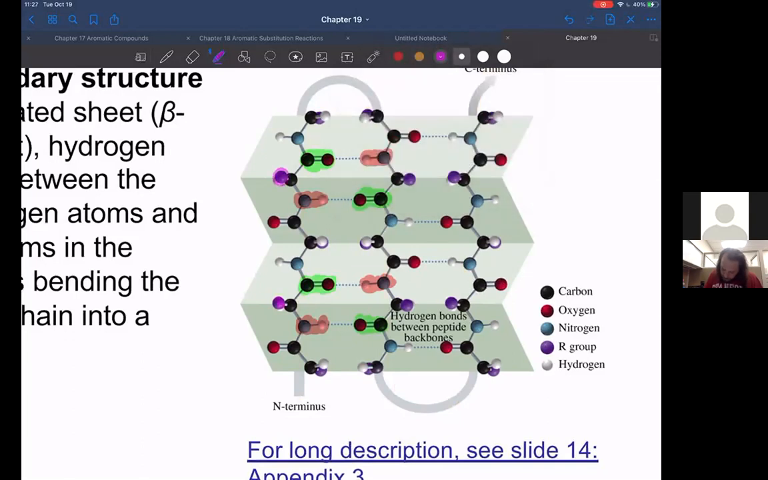These R groups are pointed out at you, sticking out of the page, and then every other R group is now pointed into the page as well. So these ones back here are pointed into the page. Okay, so these secondary structures form these flat sheets where the R groups are either pointed up or pointed down, depending on which amino acid. So every other one is pointed up, and then the ones in between are pointed down.